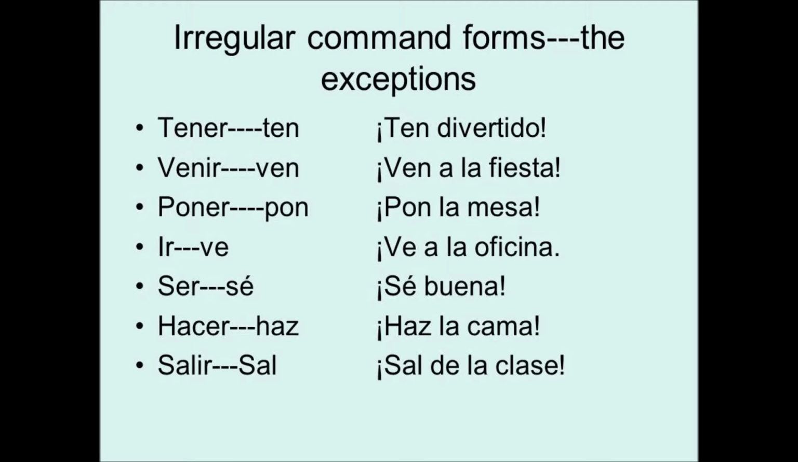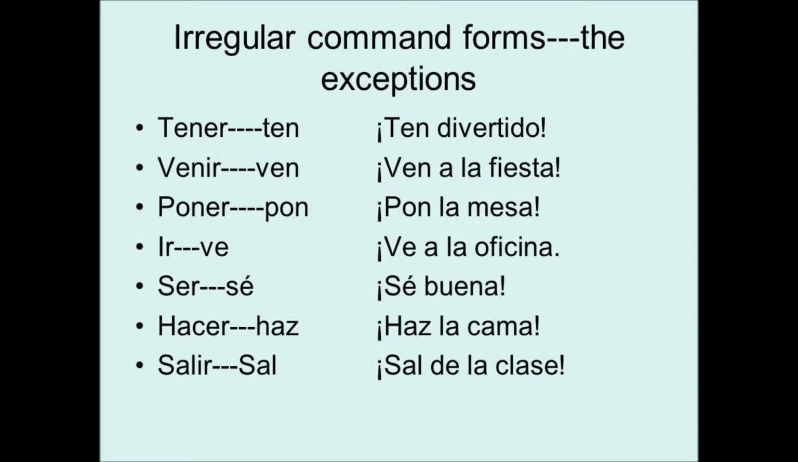Okay, here are the 7 exceptions to what we just talked about. So instead of using the ella, usted form, these are the commands. So I have the verb listed, its command form, and then an example sentence. So we'll start out with tener, to have. If I want to command somebody to have something, ten. Okay? So ten un lápiz, have a pencil. Ten la tarea contigo, have the homework with you. The example on the screen here, ten divertido, have fun.